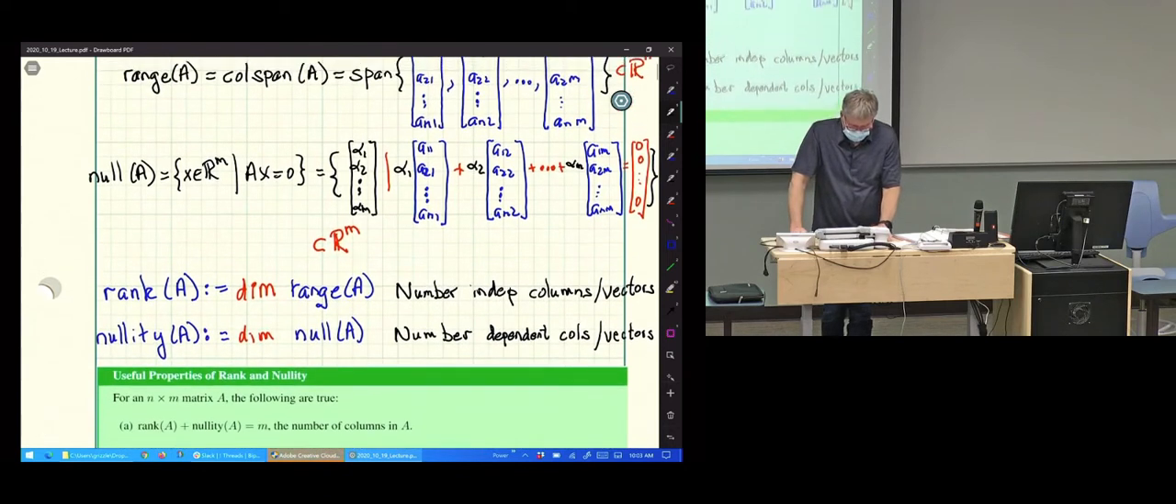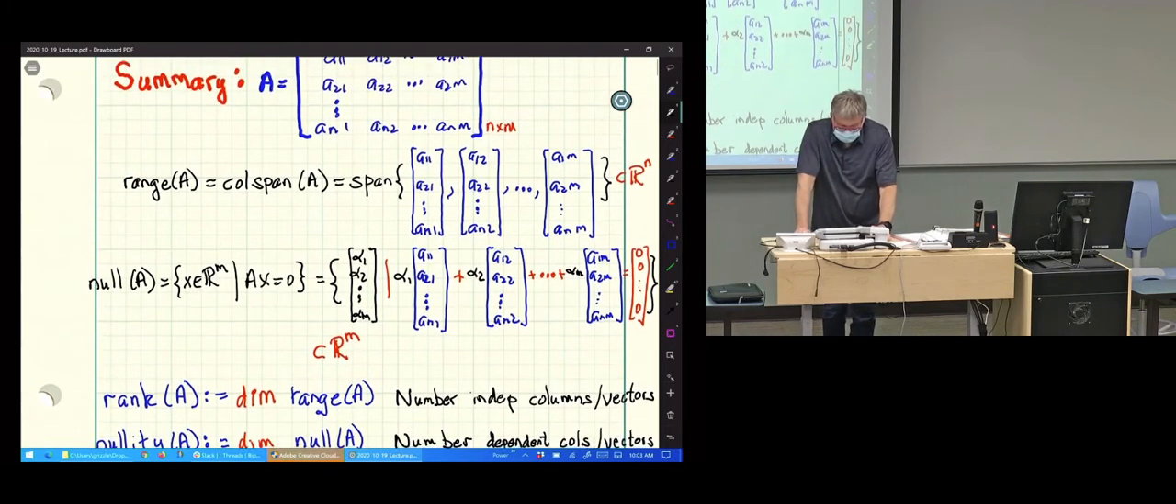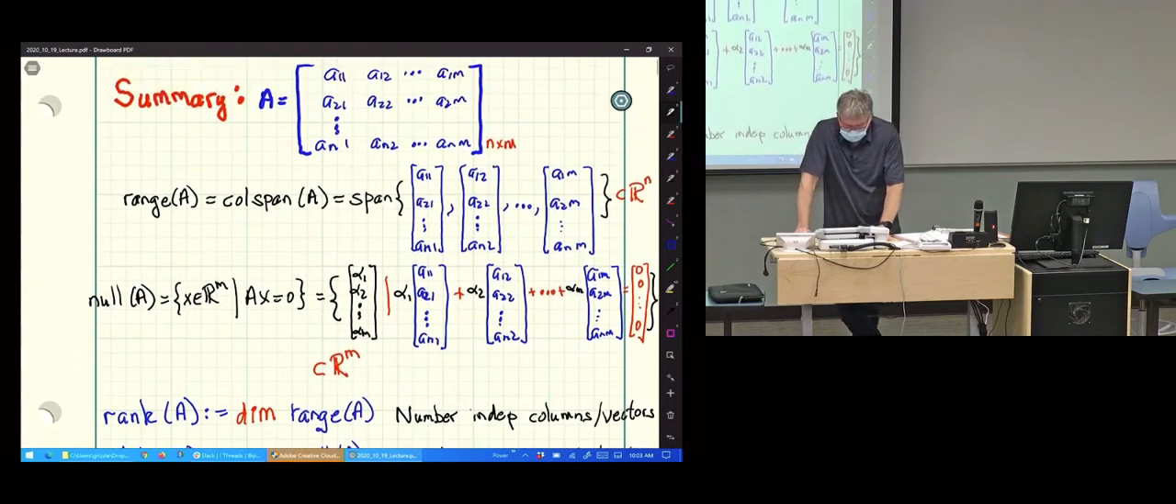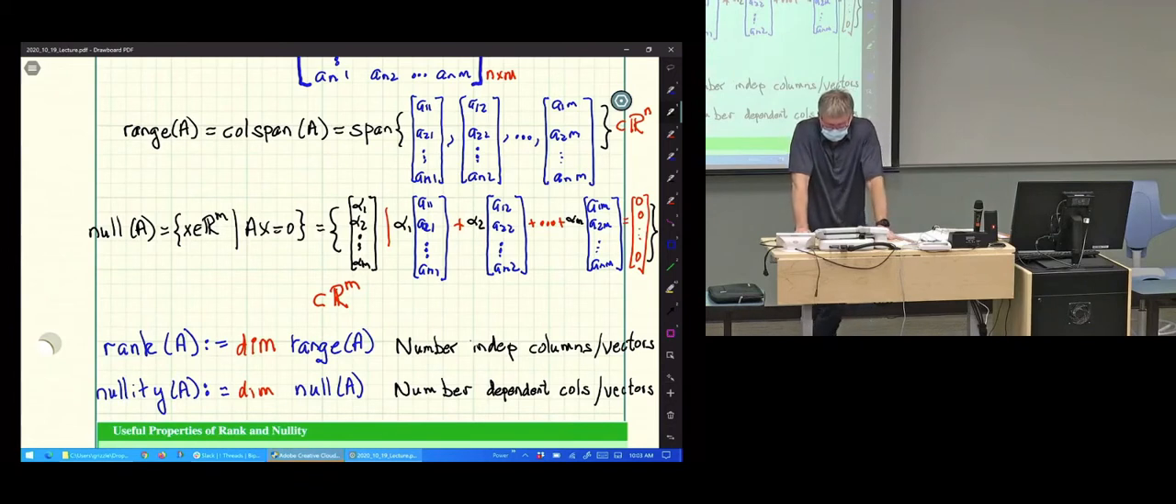So the rank of A is defined to be the dimension of the range of A, and dimension is the number of linearly independent vectors in a set. And the nullity is the dimension of the null space of A. So essentially the rank is the number of linearly independent columns in your matrix. The null space is measuring the number of linearly independent solutions you can build that give you the 0 solution. So it's really the number of dependent columns in A.